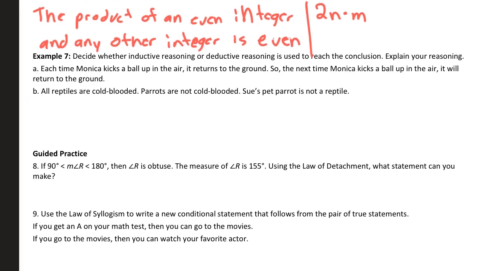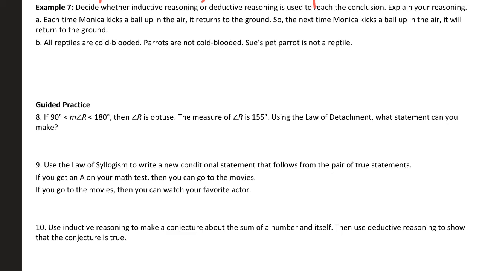So moving ahead to example 7. In example 7, we have to decide whether inductive or deductive reasoning is used to reach these conclusions and then explain. So the first one, part A: each time Monica kicks a ball up in the air, it returns to the ground. So the next time she kicks a ball up in the air, it will return to the ground. That is a classic example of inductive reasoning.